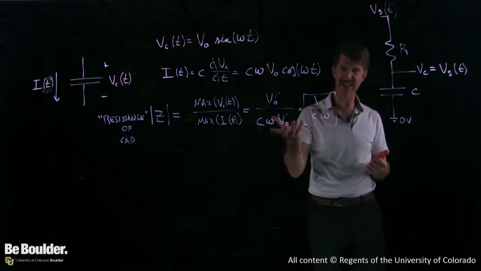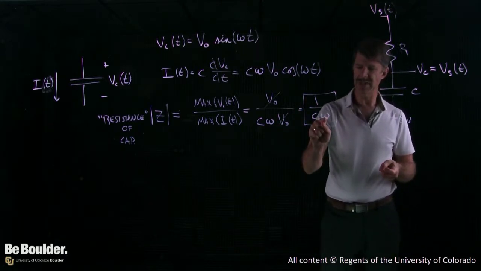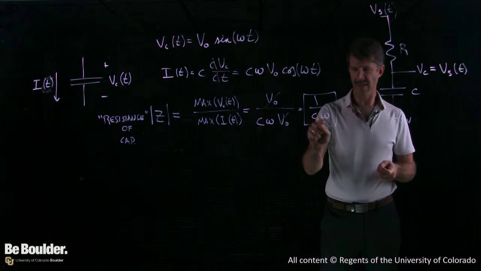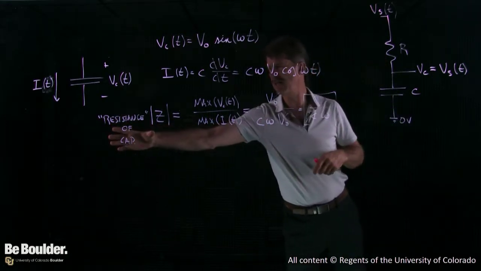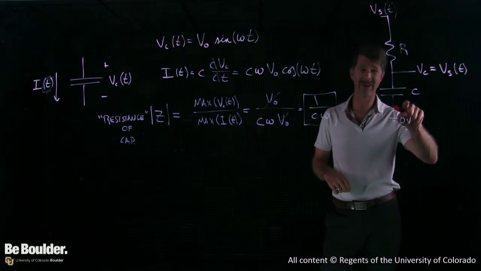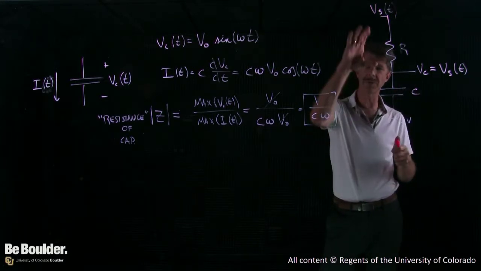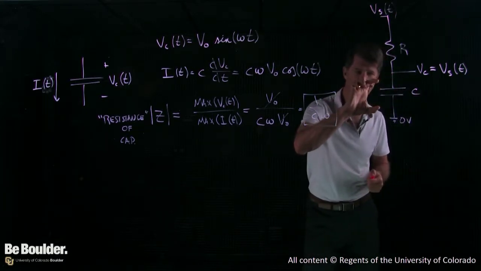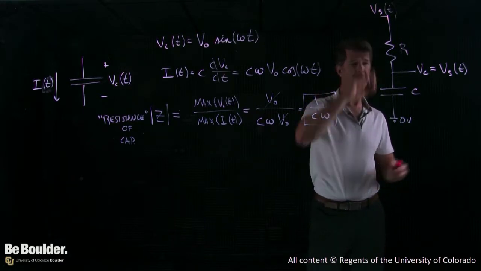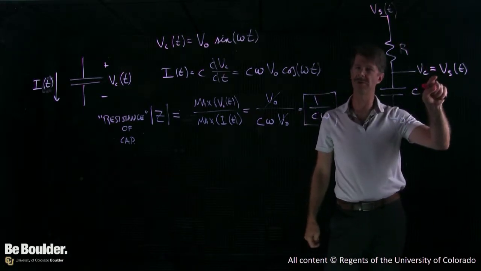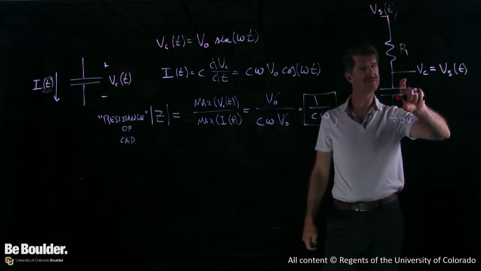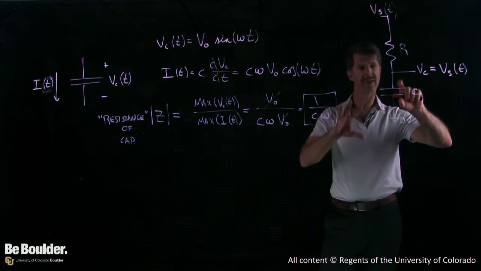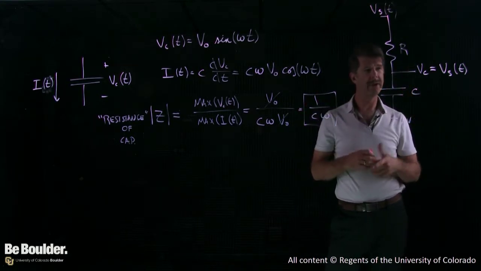Well, let's see if that's consistent with a voltage divider. If the frequency is very low, then this number is very small. Then the impedance of my capacitor is very high. And if this were a voltage divider, with this much higher resistance than the top one, I would indeed expect all the voltage to drop across this second element. So that sounds consistent with how this should operate.